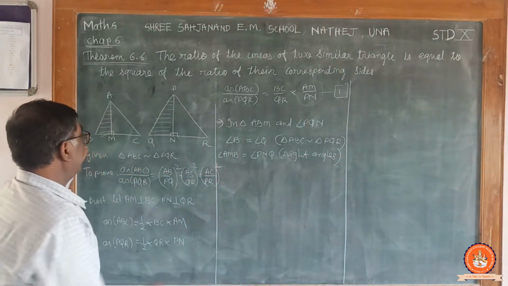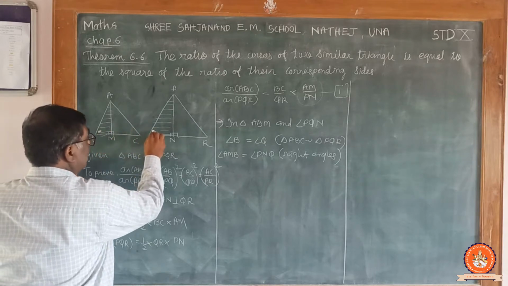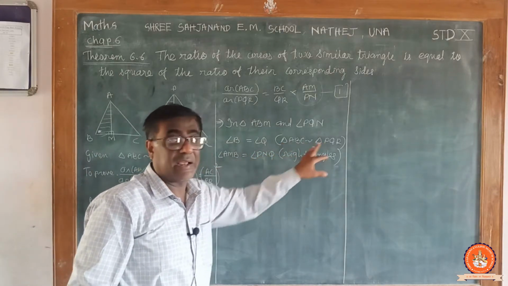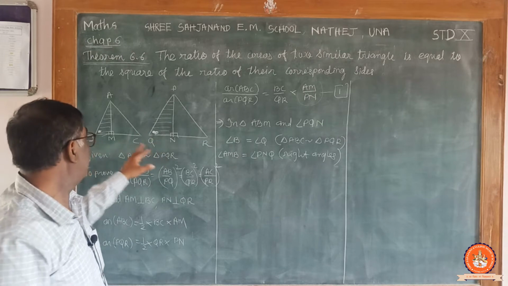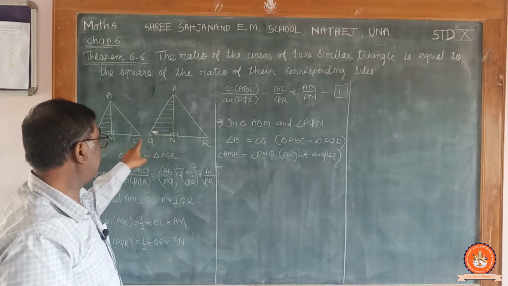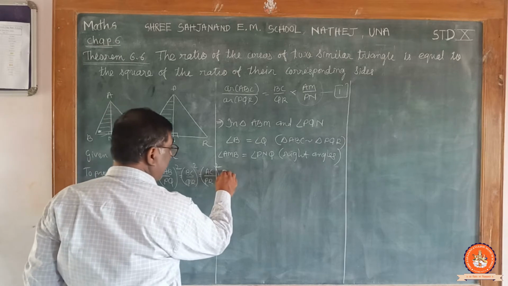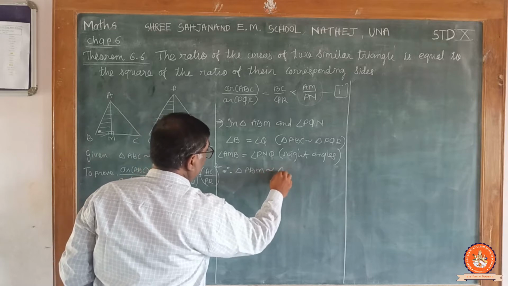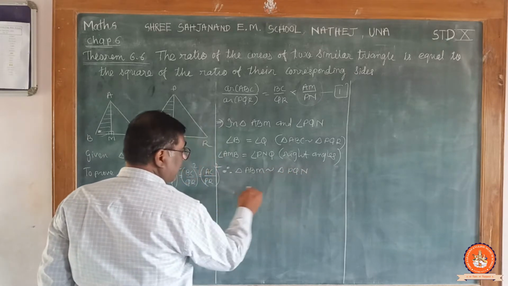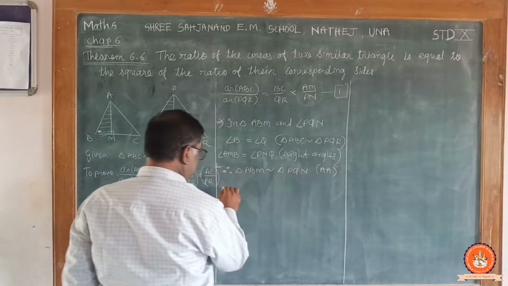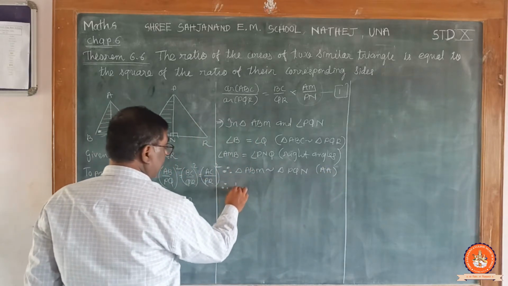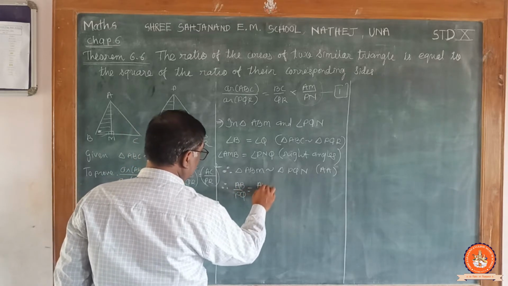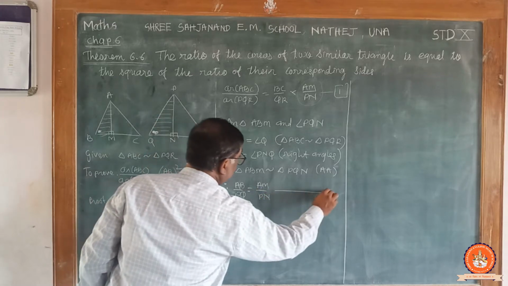So these angles are equal between the two triangles. Angle B and angle Q are equal because it is given that ABC is similar to triangle PQR, so they are corresponding angles of similar triangles, and AMB and PNQ are right angles. Therefore by AA criterion these two triangles are similar. Triangle ABM is similar to triangle PQN. Therefore we can write that AB upon PQ is equal to AM upon PN. This is result number 2.